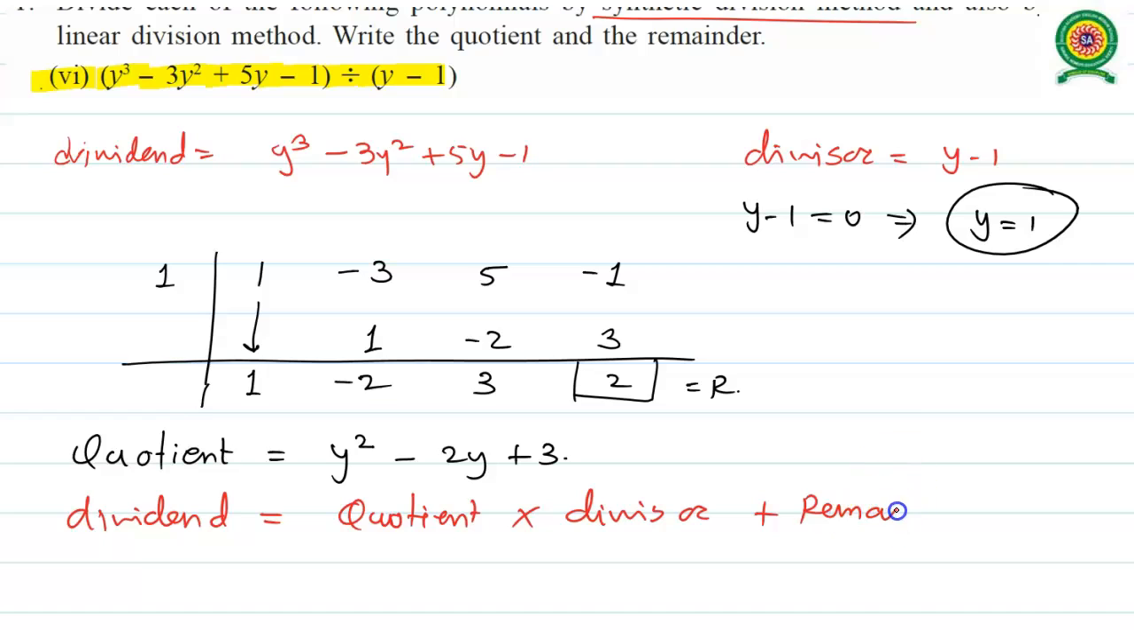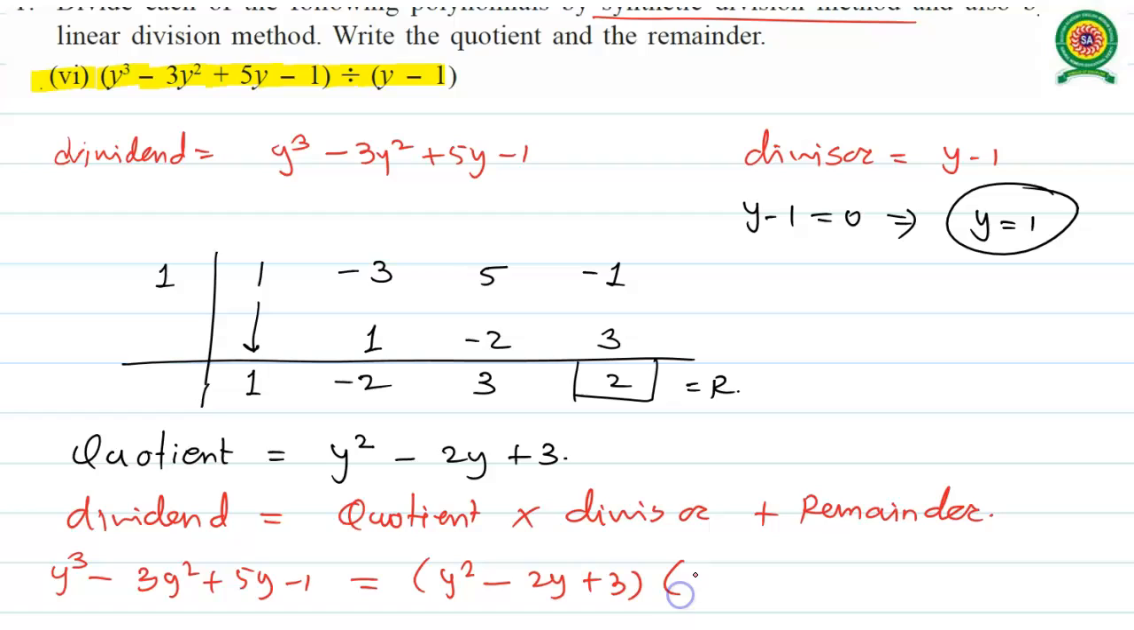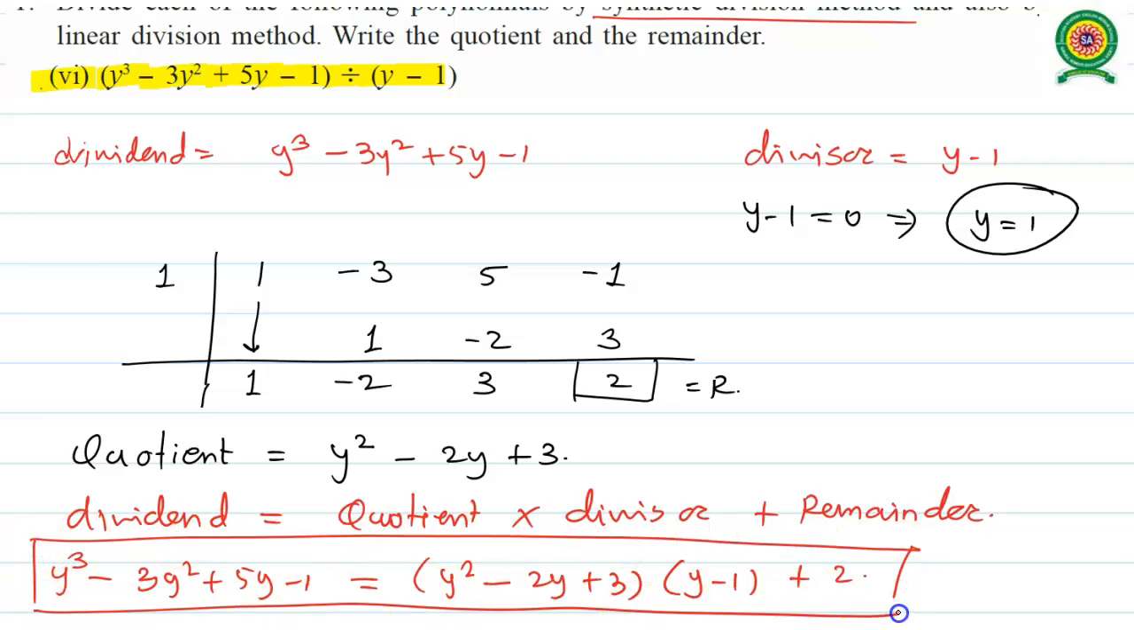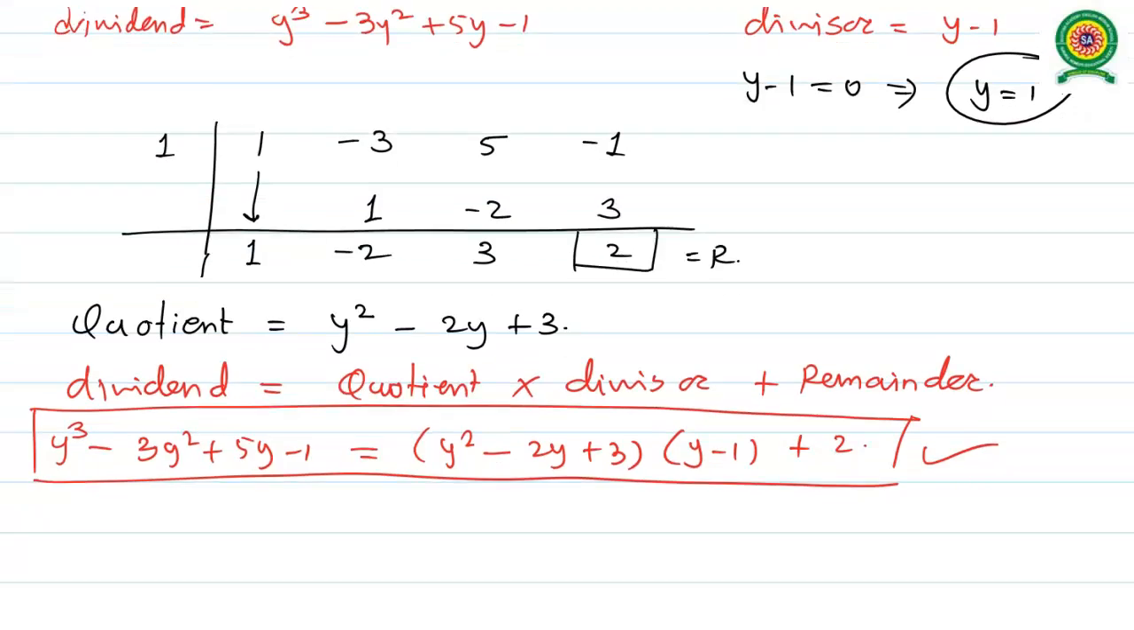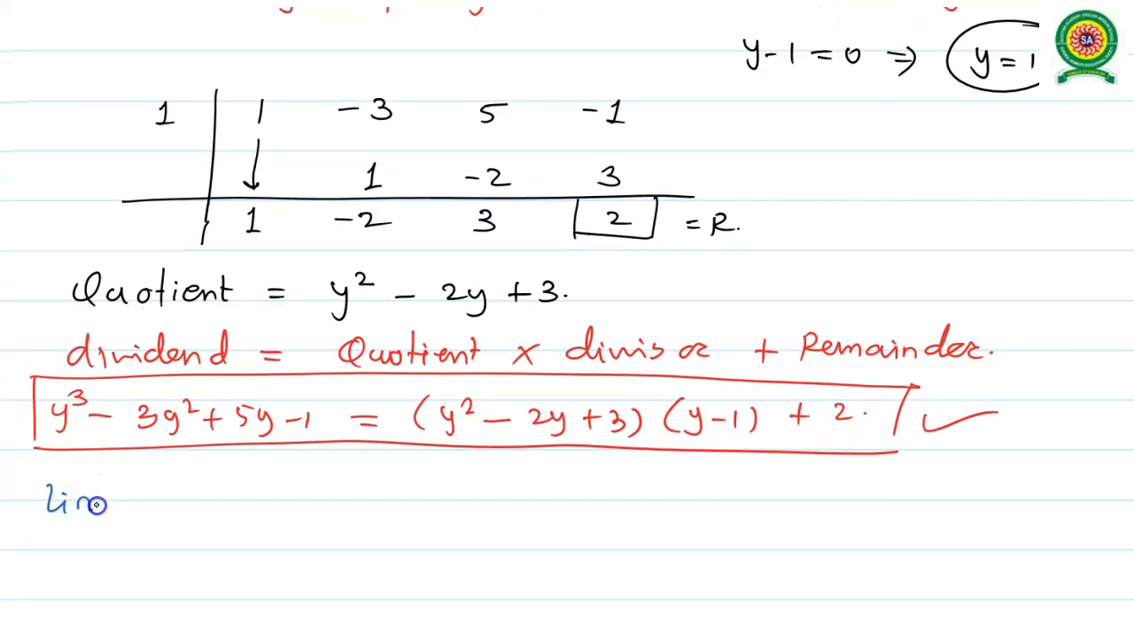Now let's replace the dividend by its value. We have y cube minus 3 times y square plus 5y minus 1, that is equal to the quotient polynomial y square minus 2y plus 3, times the divisor polynomial y minus 1, plus the remainder 2. So as per the synthetic division, Euler's formulation is of this form. Now look at the linear method.